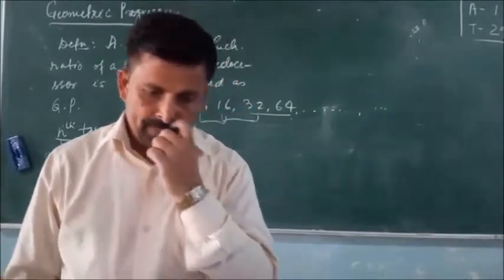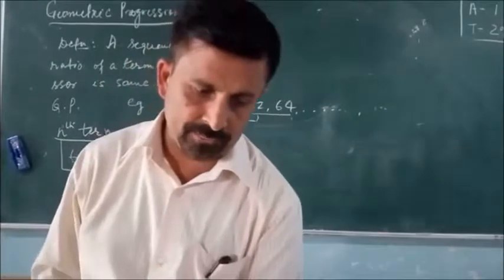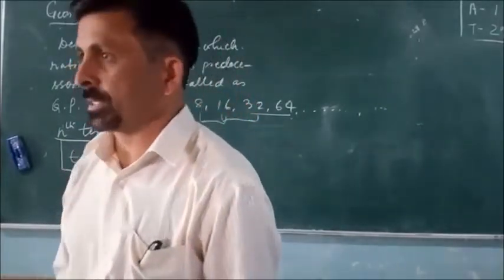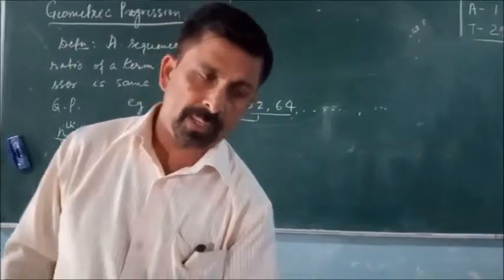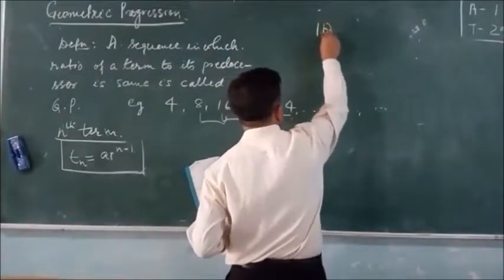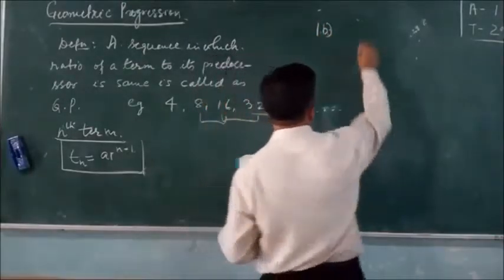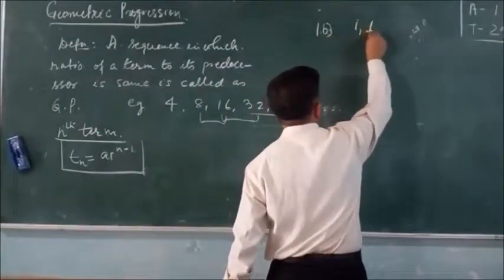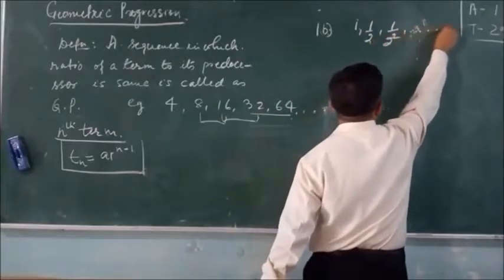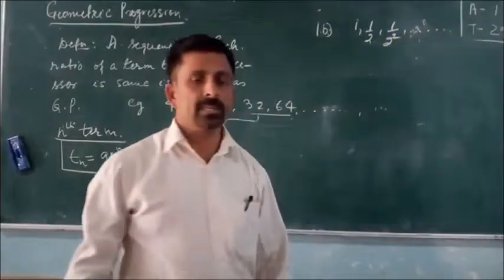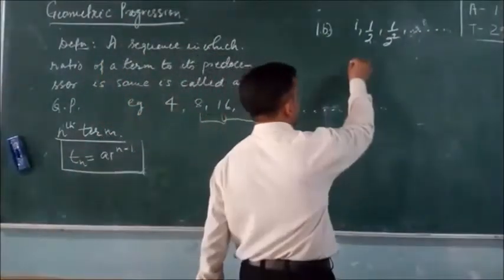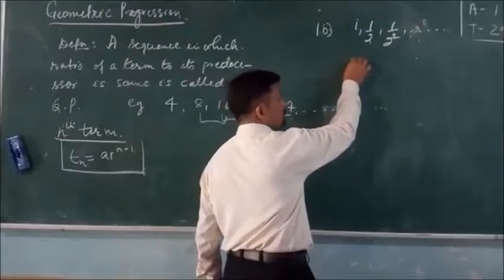Okay. So the first question we have is, find a given term of the given sequence. We are taking example number B, 1B. In this, the series is 1, 1/2, 1/2 square, and so on. This is a sequence, and the question is to find the ninth term.